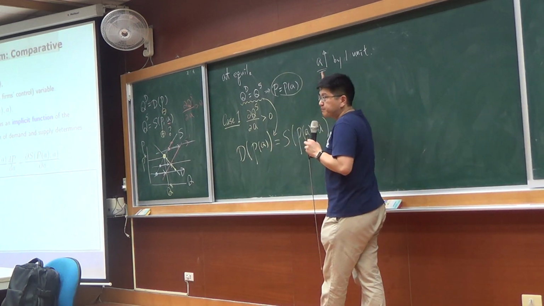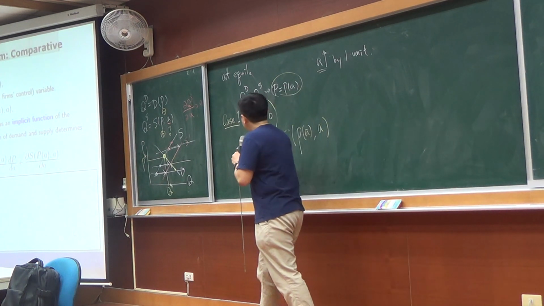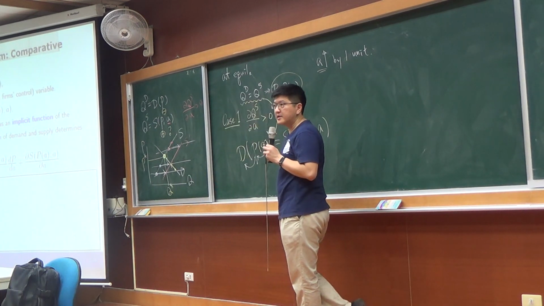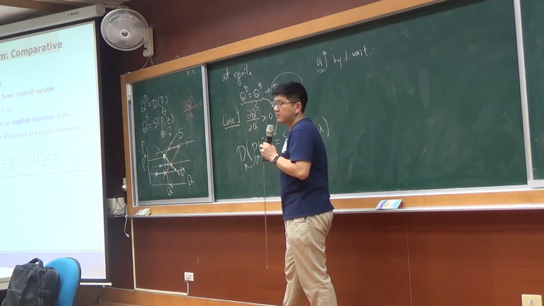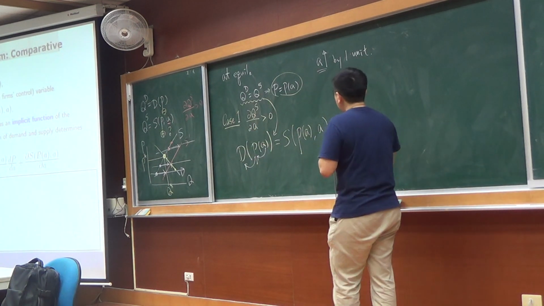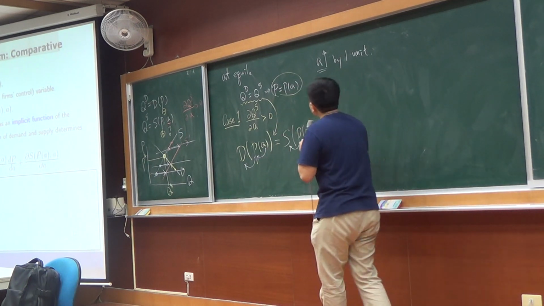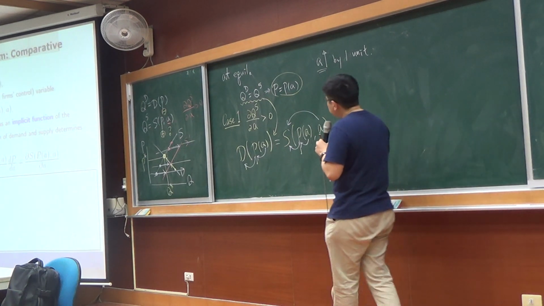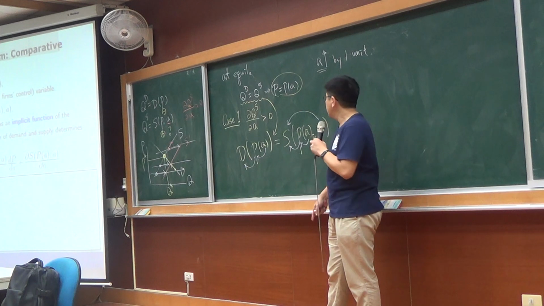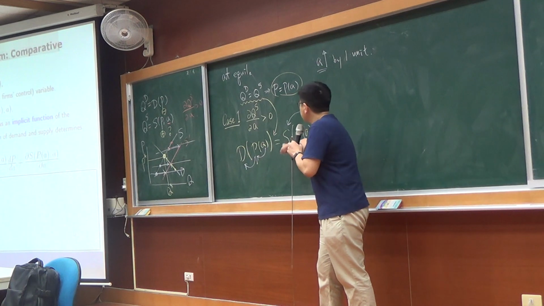When A goes up by 1 unit, A will affect the price, and the price will affect the quantity demanded. Okay? So this is an indirect relationship. And here as well, A affects P. P affects quantity supply. But A may affect quantity supply directly. So there are two channels in the supply curve, one indirect and the other direct.